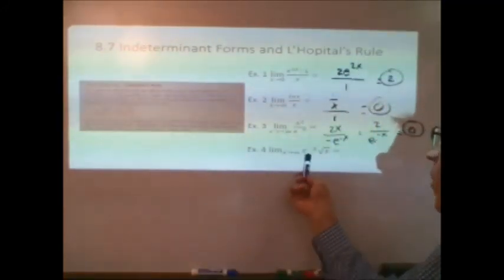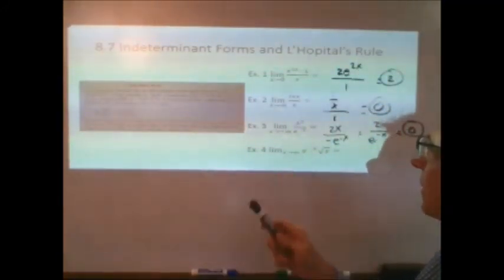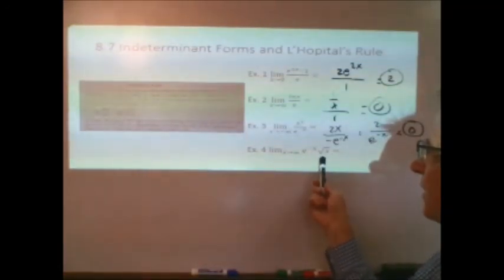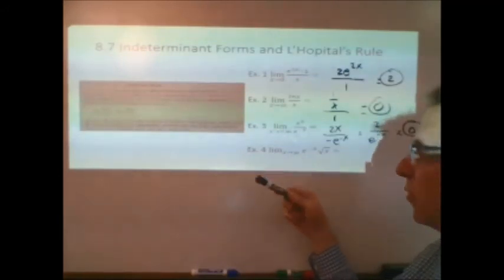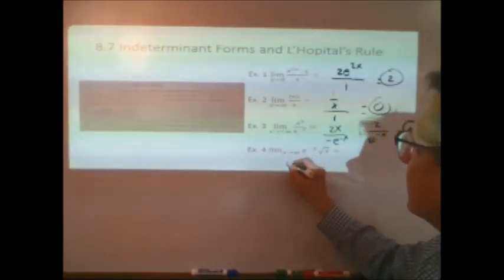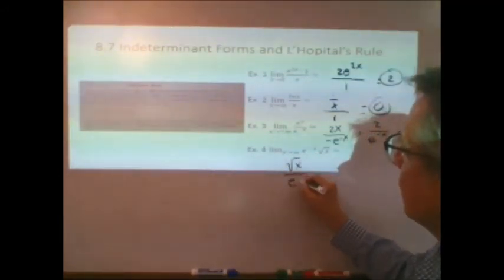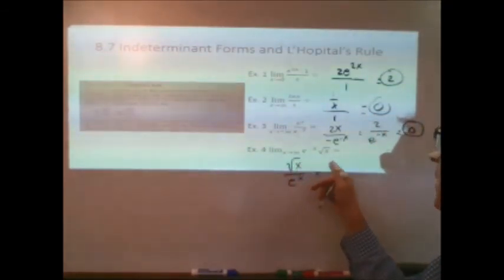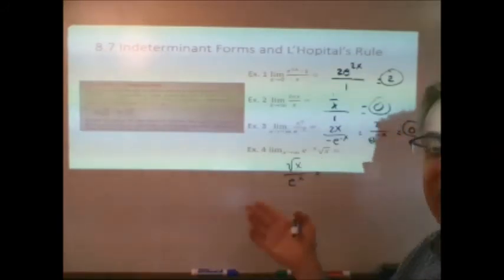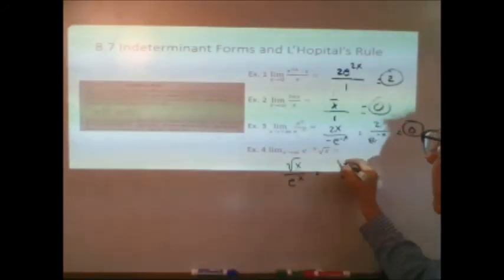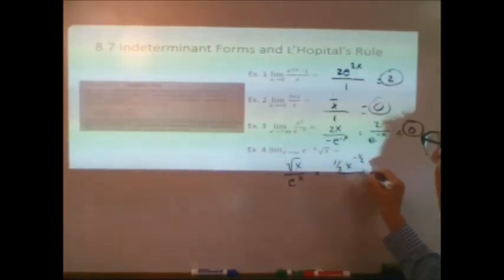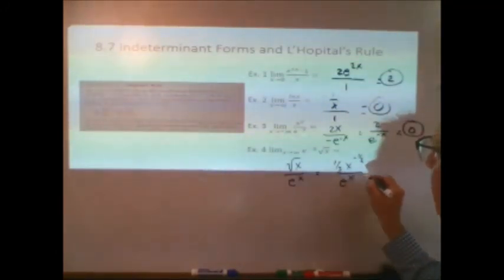And finally, watch out for problems that look like this. This looks like negative infinity times infinity, which is not an indeterminate form. But if we rewrite this as square root of x all over e to the x, and then if we put infinity in here, we get infinity over infinity. That is an indeterminate form. So we'll take the derivative of the numerator and the derivative of the denominator.